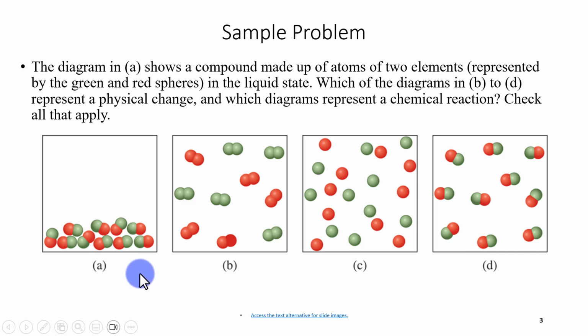Okay, take a little bit of time to decide which of these diagrams, B, C, or D, represents a chemical reaction and which represents a physical change. Check all that apply.